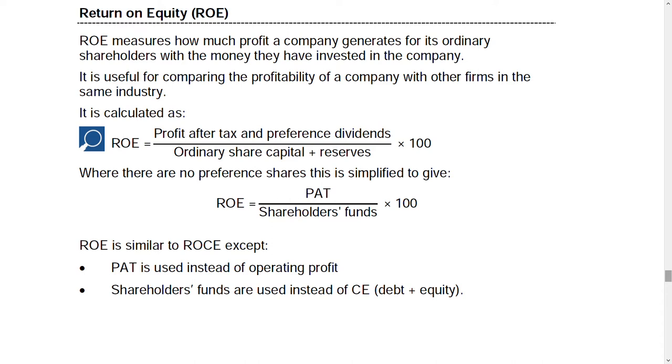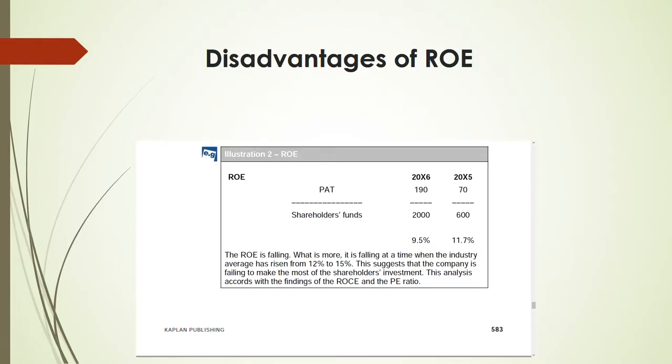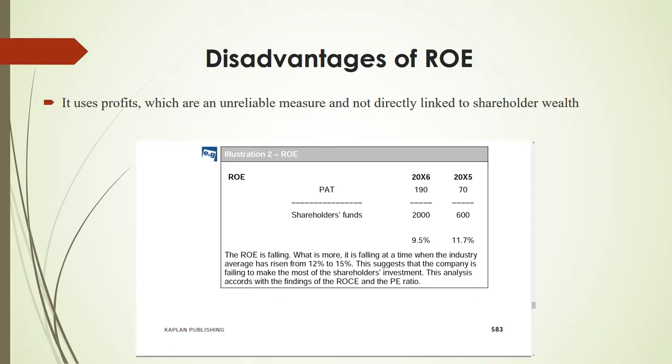Shareholder funds mean only for the shareholders. There we took both debt and equity. Here only equity, that's it. No debt. We are not adding that non-current liability here. Only equity. That is the difference.